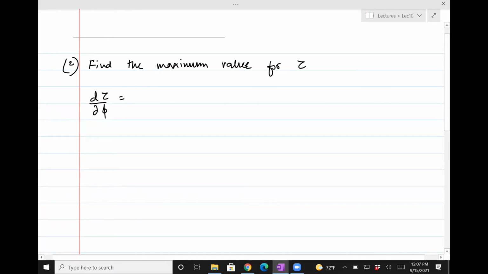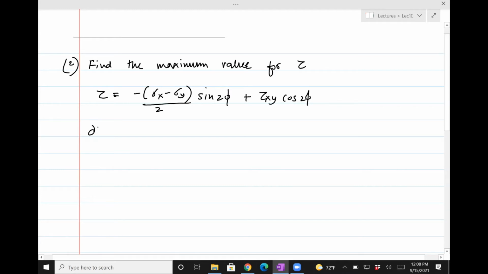So when we differentiate that, by the way, we just put down the value for tau. Tau is something we derived earlier. It's minus (sigma x minus sigma y) divided by 2 sine of 2 phi plus tau xy cosine 2 phi. So when we take the derivative with respect to phi, and this is a partial derivative, that means you keep the other terms constant, treat them as constants. So here sigma x, sigma y, tau xy are treated as constants.